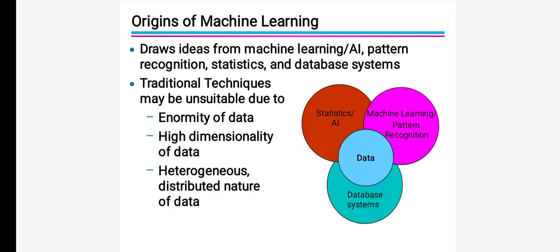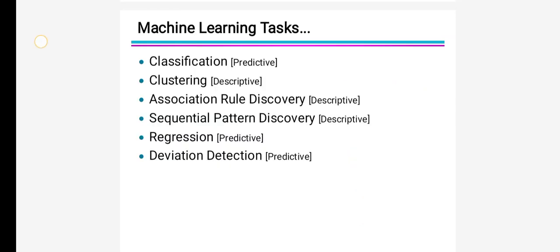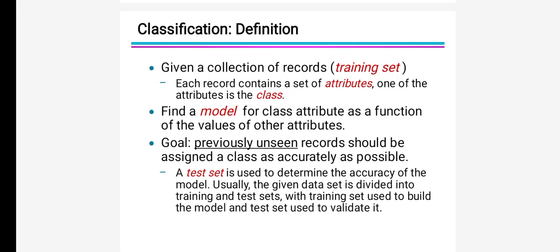Origins of machine learning: it draws ideas from machine learning, AI, pattern recognition, statistics, and database systems. Traditional techniques may be unsuitable due to the enormity of data, high dimensionality of data, and the heterogeneous, distributed nature of the data. In machine learning tasks, we shall discuss classification, clustering, association rule discovery, sequential pattern discovery, regression, and deviation detection.